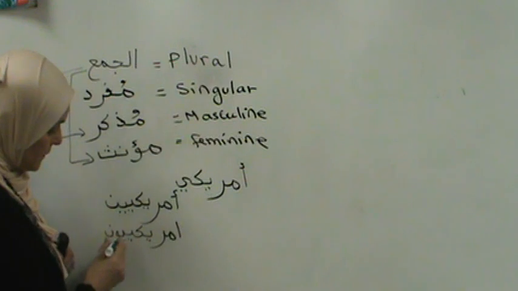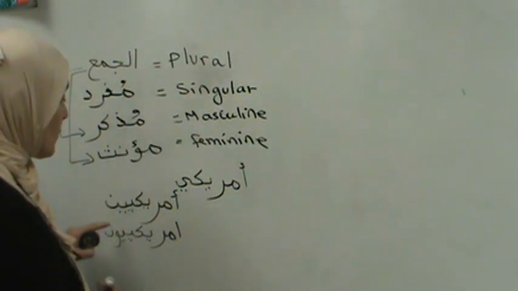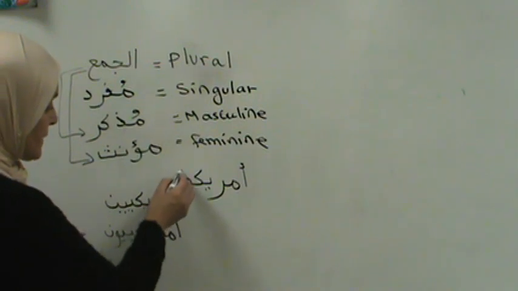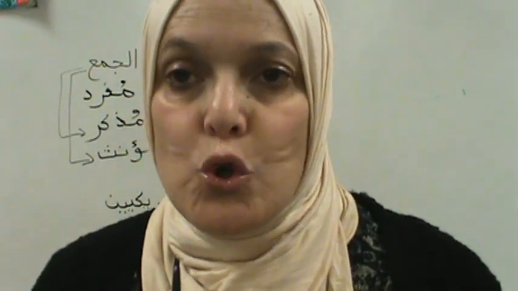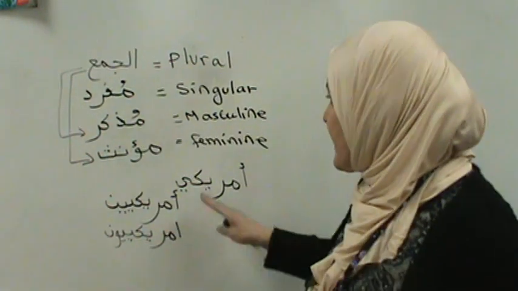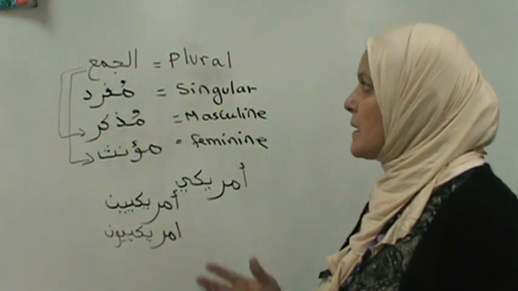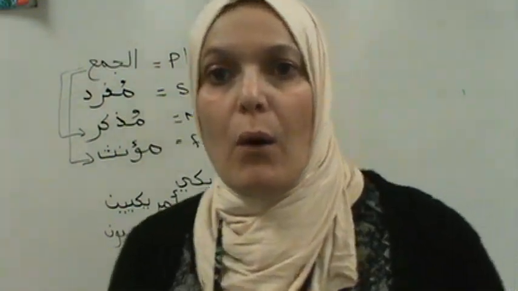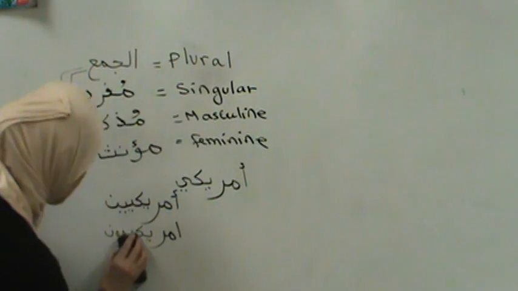أمريكيون. I'm adding الأمريكيون. So we have the shidda if we are combining at the end of أمريكي, أمريكيون, أمريكيين. So these are basic things about adding the yun or the un.